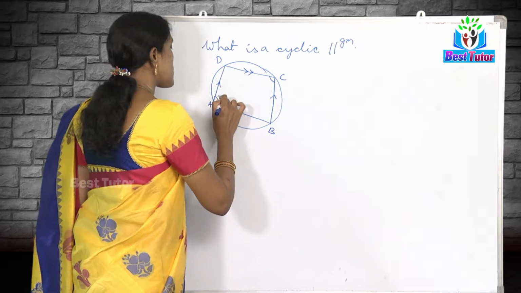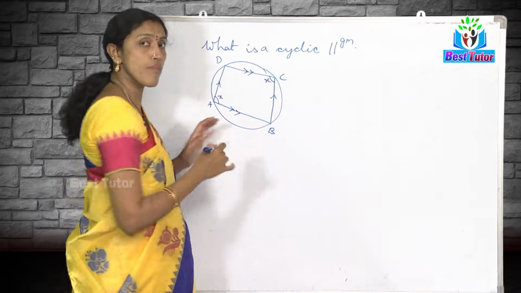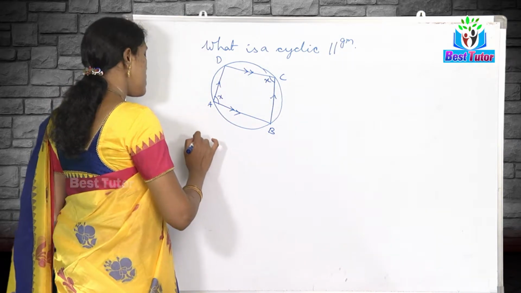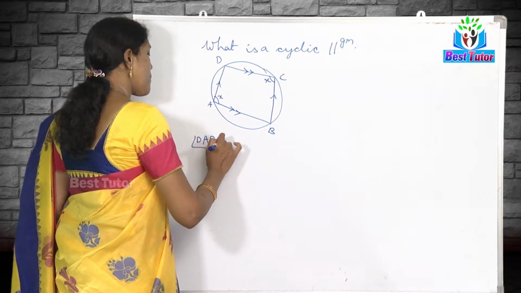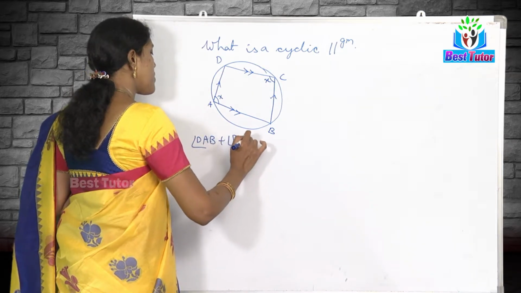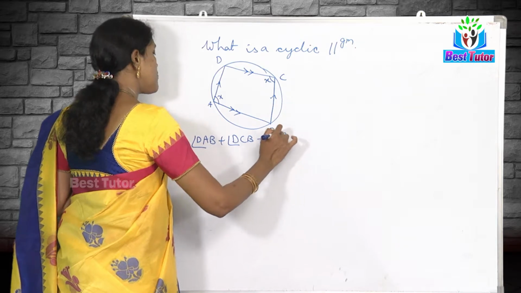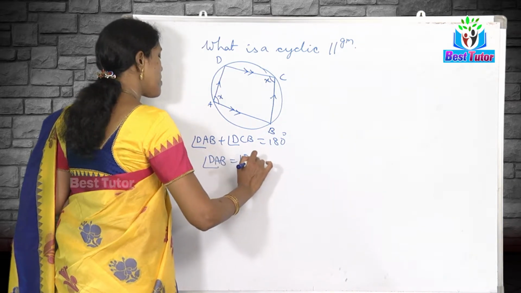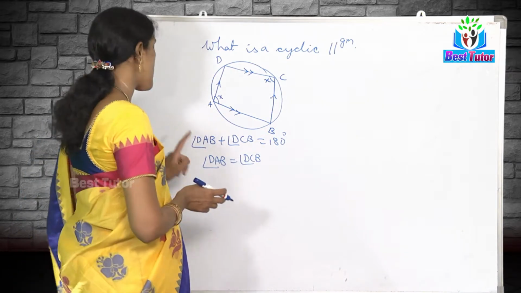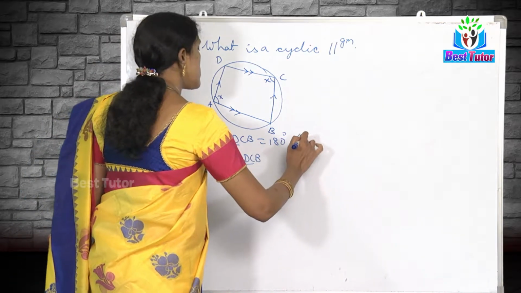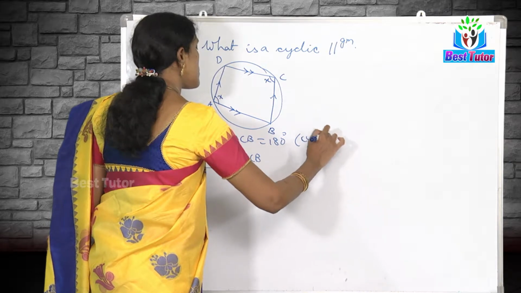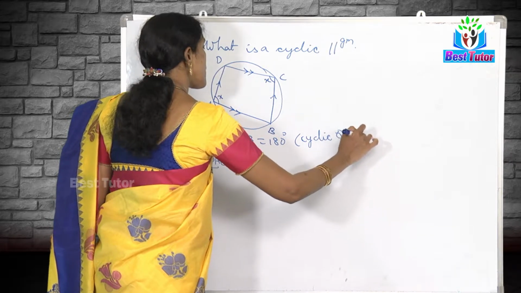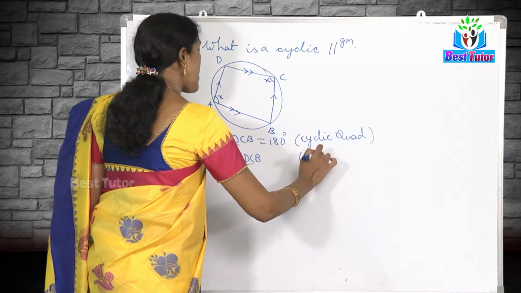Let me assume that this is x and this is also x, because it is a parallelogram. Angle DAB plus angle DCB is equal to 180 degrees. Angle DAB is equal to angle DCB. What are the reasons for these two properties? The first is because it is a cyclic quadrilateral, and the second is because it is a parallelogram.